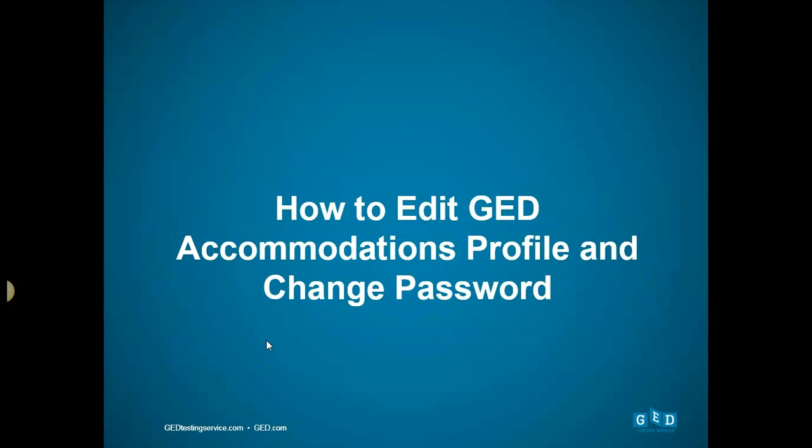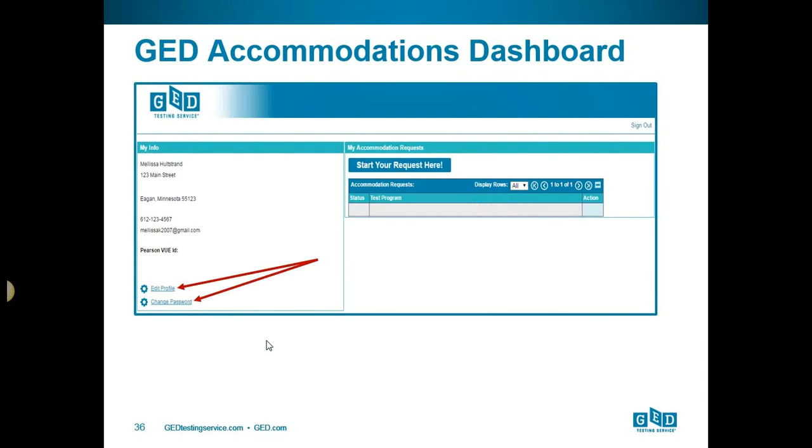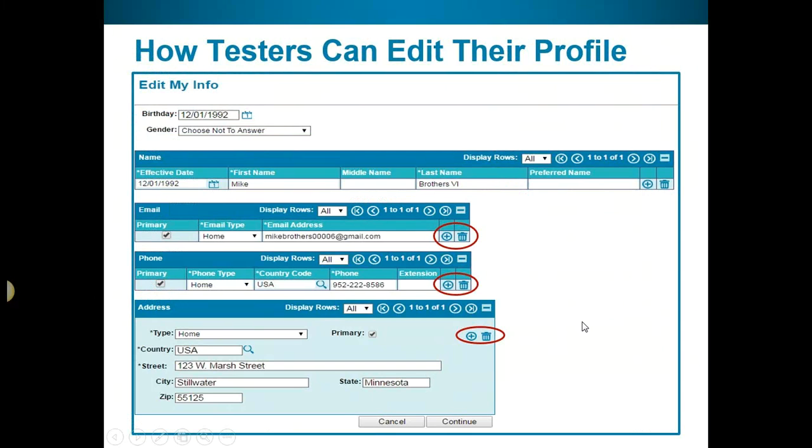Next, how can students edit their GED Accommodations profile and change their password? To do so, the student will see a link on the GED Accommodations Dashboard in the lower left-hand corner. They'll see 2, one to edit their profile, one to change their password. If they click on Edit Profile, they will then see a page that looks like this. If they would like to delete any of the information that's here, their email address, their phone number, or address, they would do so by clicking on the trash can symbol. If they would like to add an email, phone number, or address, they would click on the plus sign symbol. And note the student will have to click on Continue to save the recent changes that they've made, and a student can list more than one email, more than one phone number, and more than one address in their account.